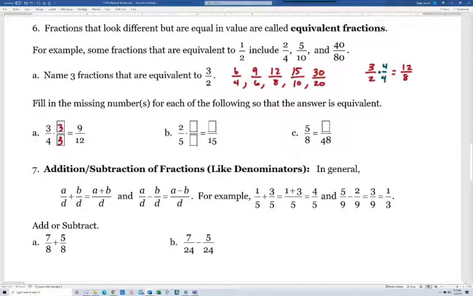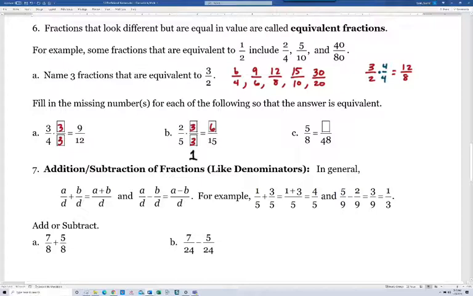On letter B, we have 2/5, and we want to multiply by some fraction so that we get 15 in the denominator. Well, we need to multiply the denominator 5 by 3. So whatever we multiply the denominator by, we've got to do the same thing in the numerator. So we're multiplying 2/5 by 3/3, which again is just 1. I call it a magic 1. And when we do that, we end up getting 6 in the numerator. So 2/5 is equivalent to 6/15. We just have a different denominator now.